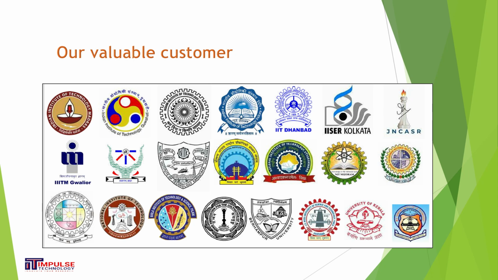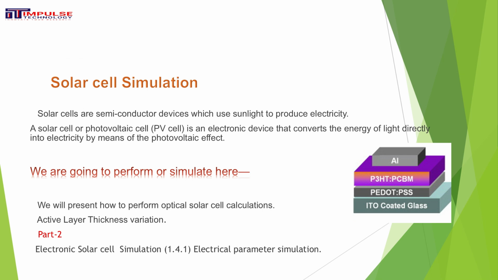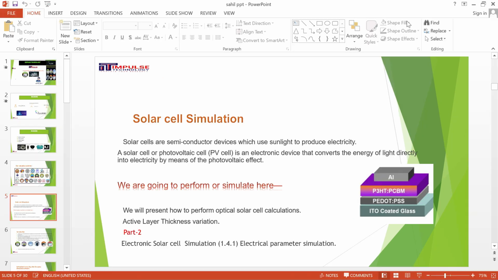Now we will discuss the solar cell simulation. In the previous video, tutorial 1.4, I already covered solar cell simulations. This is the second part, where we will simulate the electronic solar cell and discuss the electrical parameters. We will create a similar layer structure and activate the drift diffusion module. So now I will move towards Setfos.